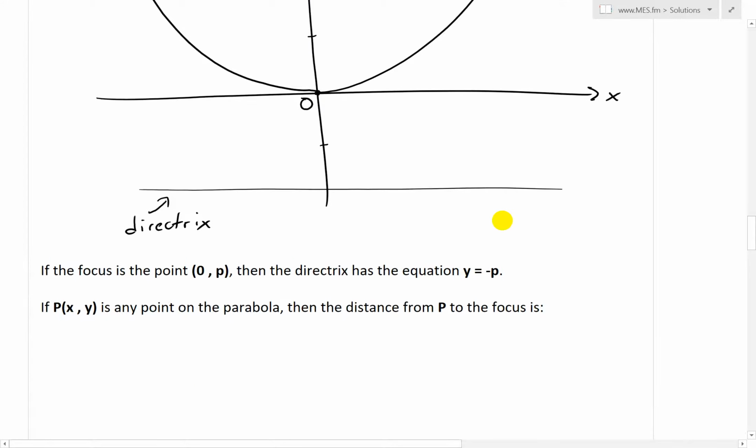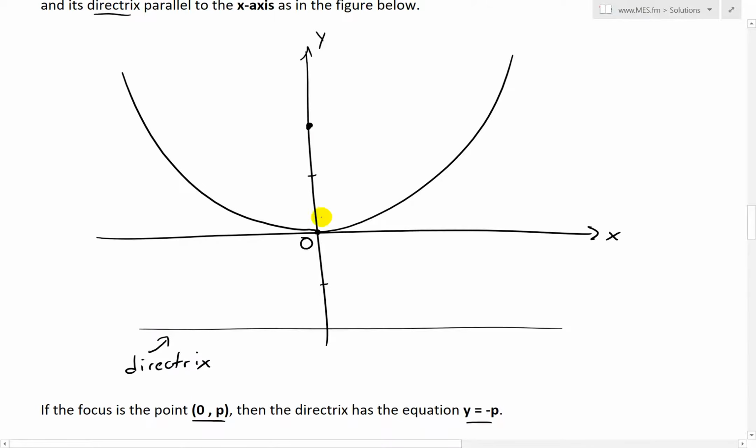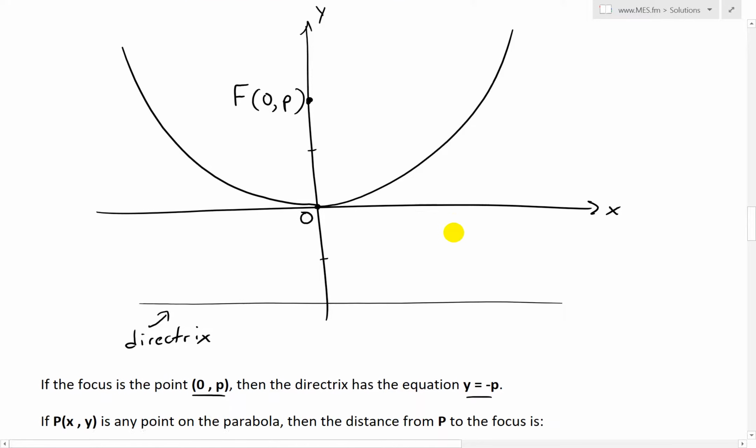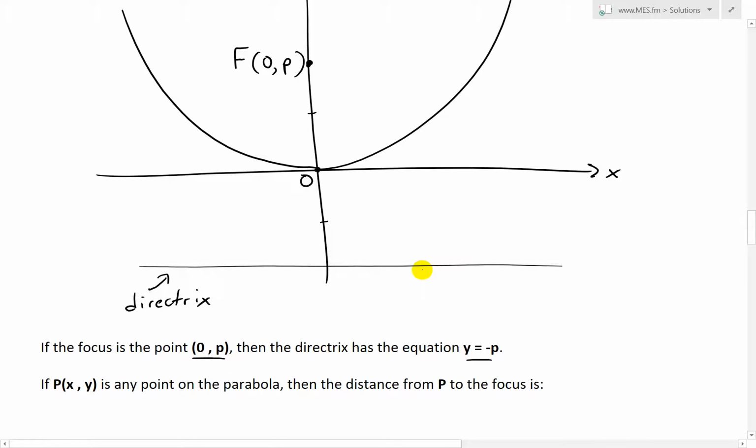So if the focus is the point (0, p), then the directrix has the equation y equals negative p. At this point, let's say the distance from here to there is just p. So this full distance is p. That means at this point we're going to have 0 for x and p for y, and that's our point F for focus. Now this is just a horizontal line right here. So here we just have y equals negative p, because this full distance is just p, or negative p across there. It's a distance of p.